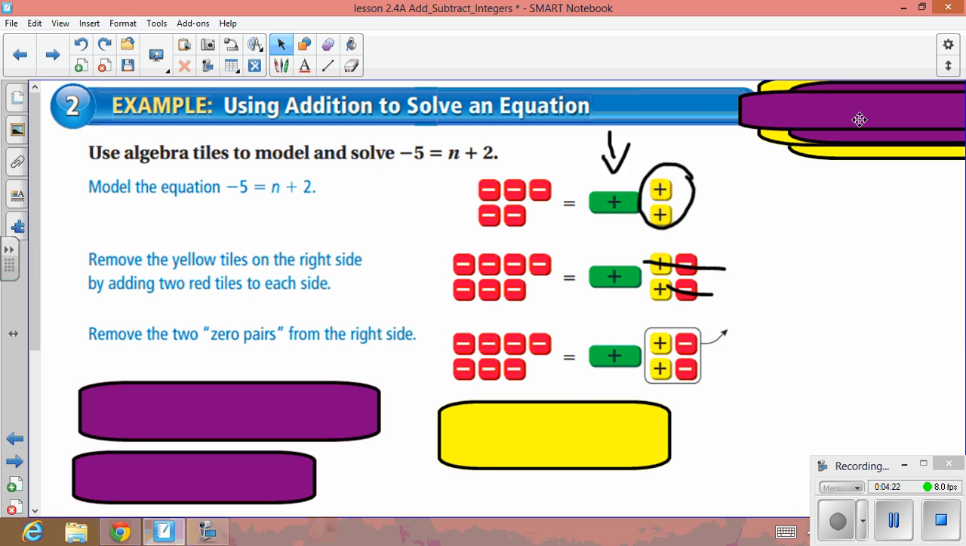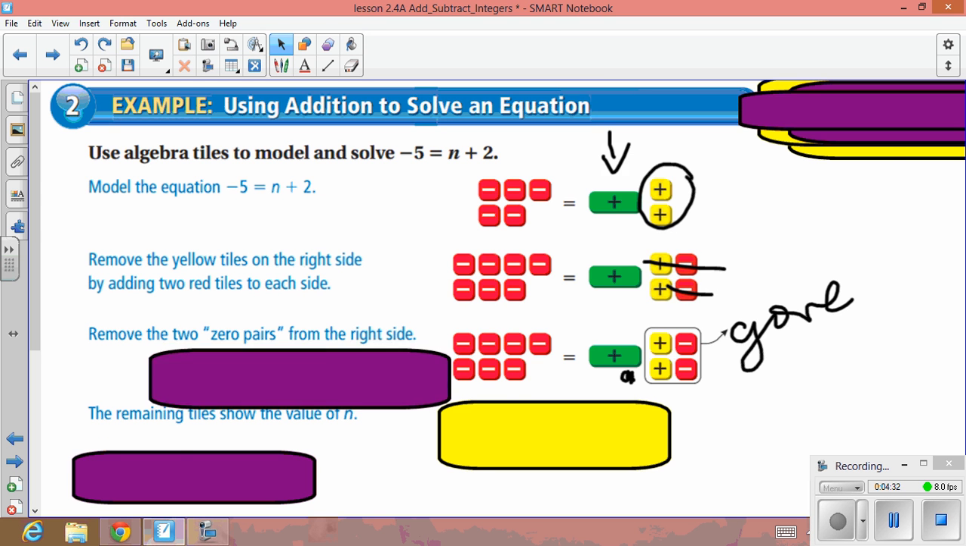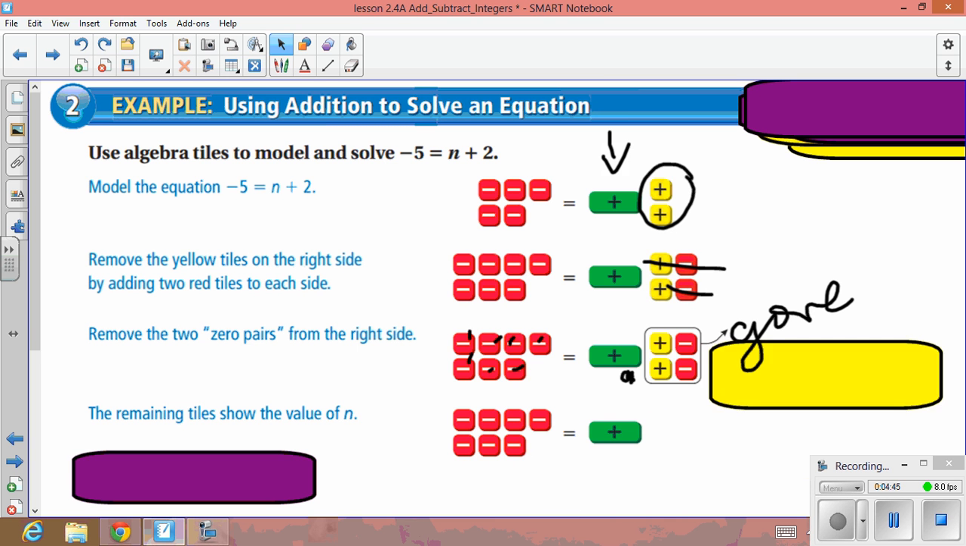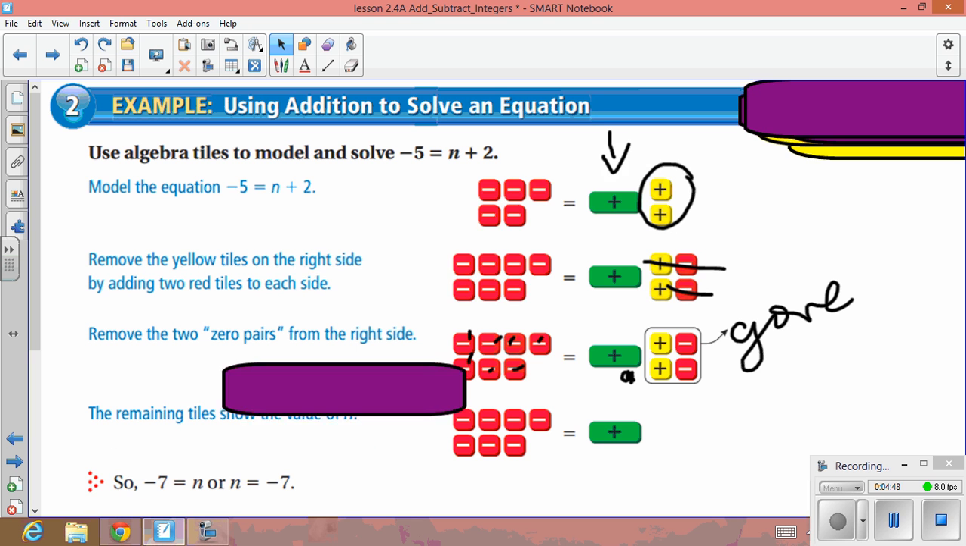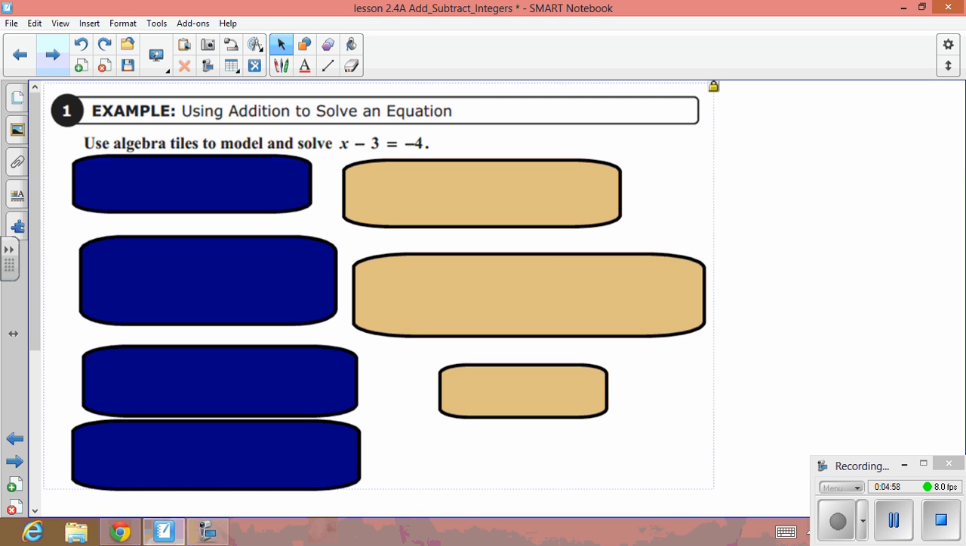These are going to go right here. These are gone, leaving me with just the variable. And if you notice on the left side, I have no 0 pairs to remove because they're all the same color. So the remaining tiles is the value of n. And if we count these up, 1, 2, 3, 4, 5, 6, 7, our value for n is -7. So n equals -7, or -7 equals n.